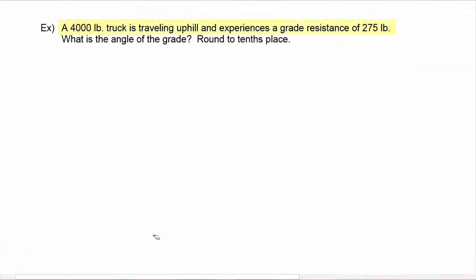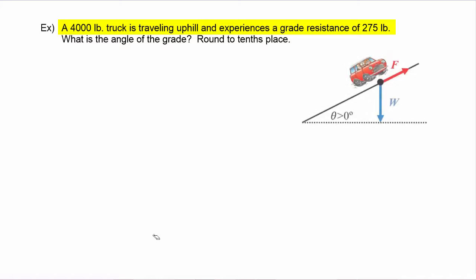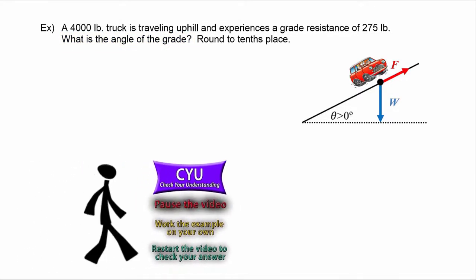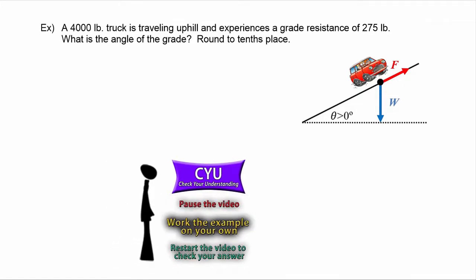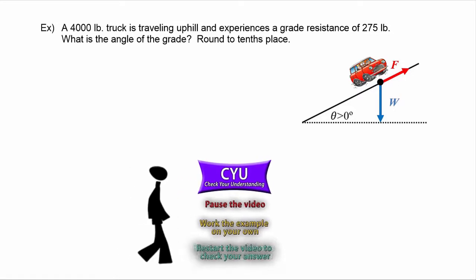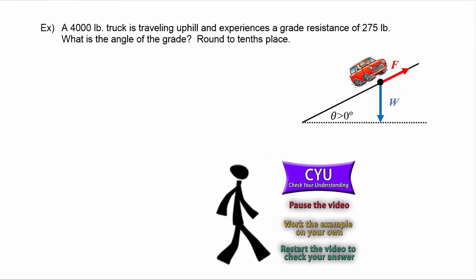In this next example, we're given that a 4,000-pound truck is traveling uphill and experiences a grade resistance of 275 pounds. Then we're asked, what is the angle of the grade? It's CYU time, so pause the video, work the example on your own, then restart the video to check your answer. Okay, let's see how you did.